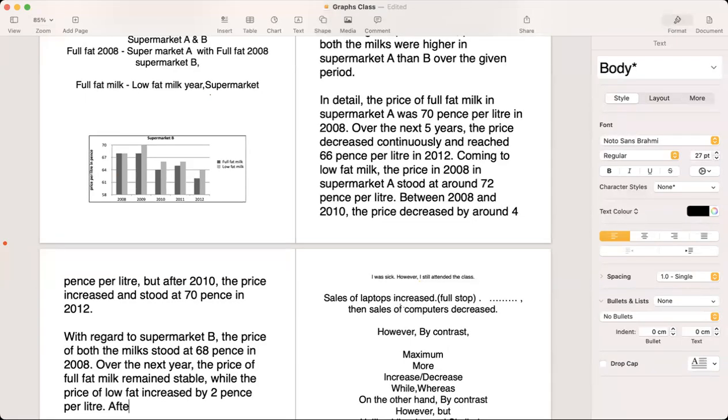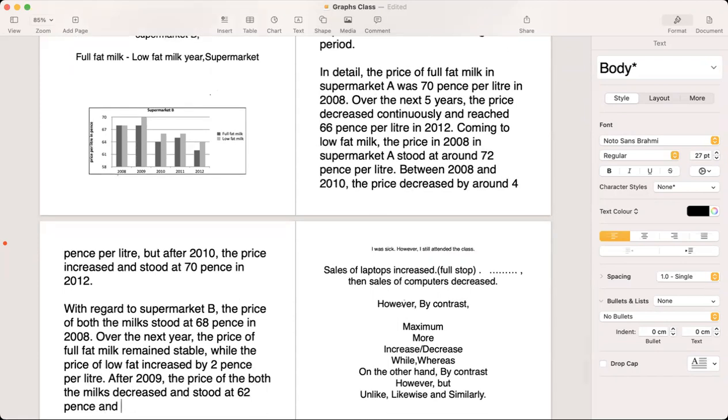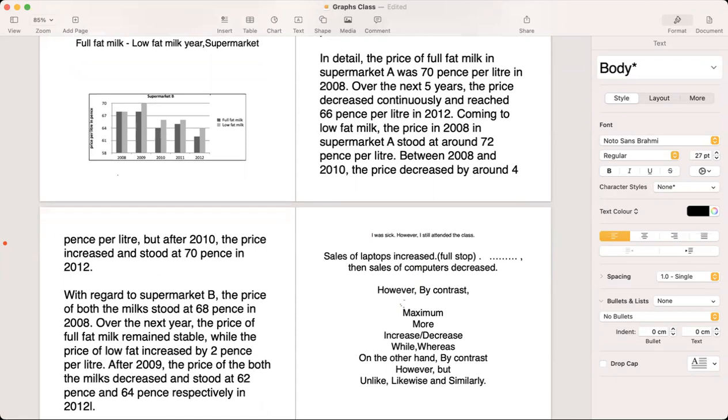अच्छा, अब बस after 2009, the price of both the milks decreased and stood at... 'respectively' वाला sentence बना देते हैं, stood at 62 pence and 64 pence respectively in 2012, और दोनों इतने पे खड़ी थी 2012 पे, 62 and 64 pence respectively. That's it, and the graph is done. And if you look at the length is also pretty good.